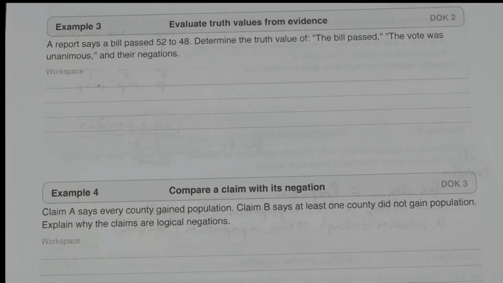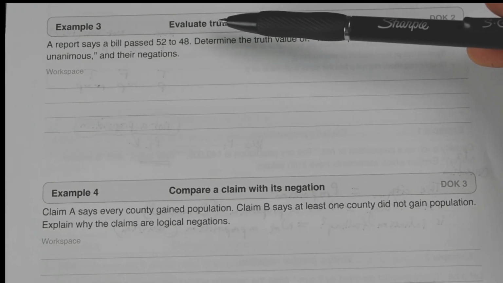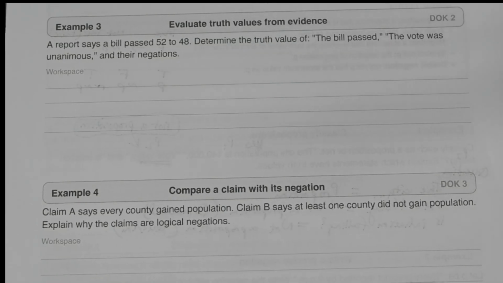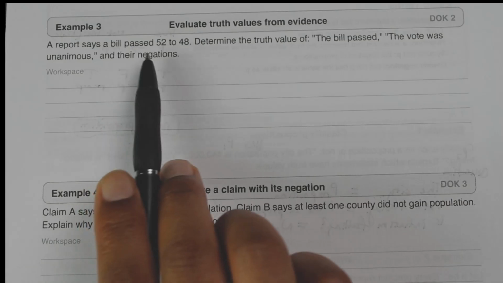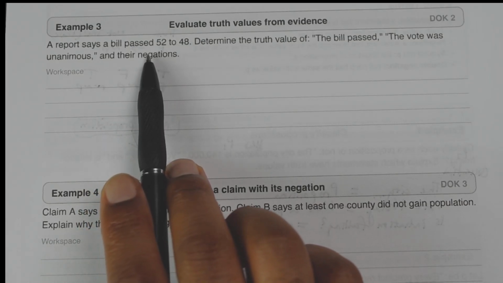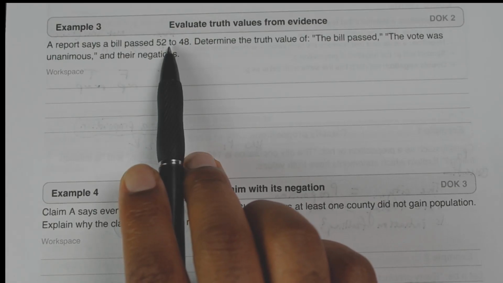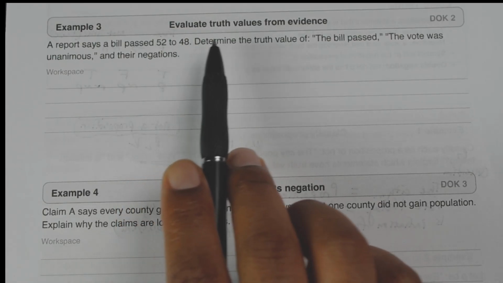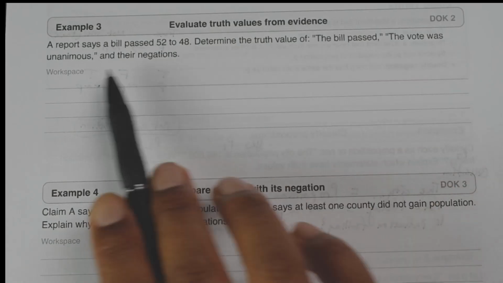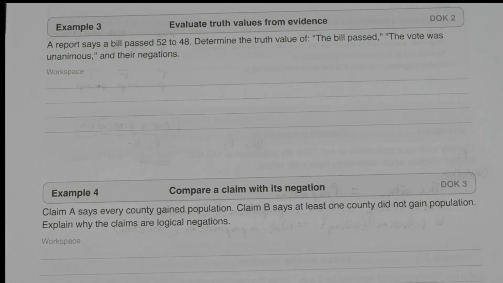All right, example number 3. The report says a bill passed 52 to 48. We are going to evaluate essentially several statements. First of all, the bill passed, right? The evidence says that the vote was 52 to 48 in favor. Determine the truth value of "the bill passed," "the vote was unanimous," and their negations. All right, so the bill passed. First off, the evidence of that is 52 to 48 in favor. Therefore, "the bill passed" is true.